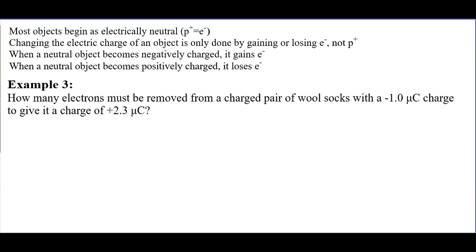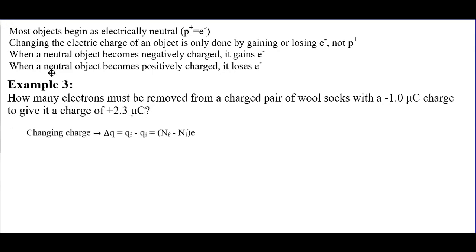Sometimes you could be looking for an overall change in charge. Most objects are neutral, but you can pass charge from one thing to another. Some things will gain charges, electrons, some things will lose electrons. As I said before, if they gain electrons, they're going to be negative. If they lose electrons, they'll be positive. So that'll bring us to our last example, and then I'll quickly stop this video. How many electrons must be removed from a charged pair of wool socks? Wool is pretty good at passing charges. With a -1 microcoulomb of charge to give it, suppose you want to change it to a positive 2.3 microcoulomb. How many electrons do we have to remove from this negative charge to make it a positive charge?